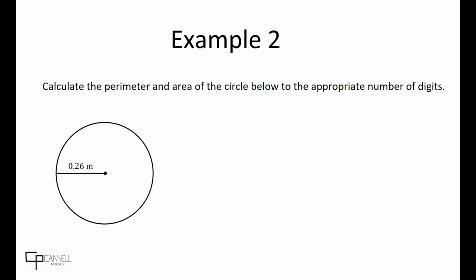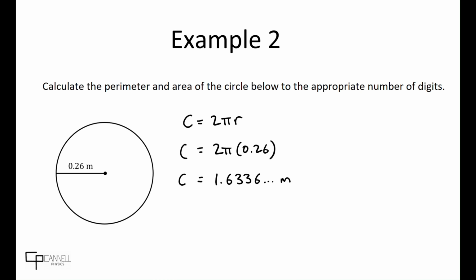Let's calculate the perimeter and area of the circle below to the appropriate number of digits. And in doing so, we'll learn a new rule for significant figures. So the perimeter of a circle, also known as the circumference, is given by 2 pi r, where r is the radius. We can see that r is 0.26 meters, so let's just go ahead and substitute that. And our calculators give us an irrational number, which is what we expect with formulas involving pi, which is also an irrational number. We get 1.6336, etc., meters.